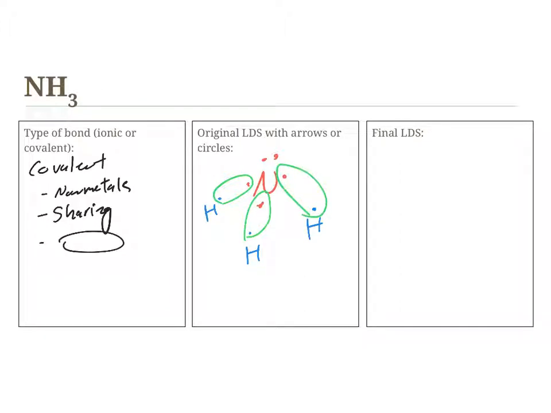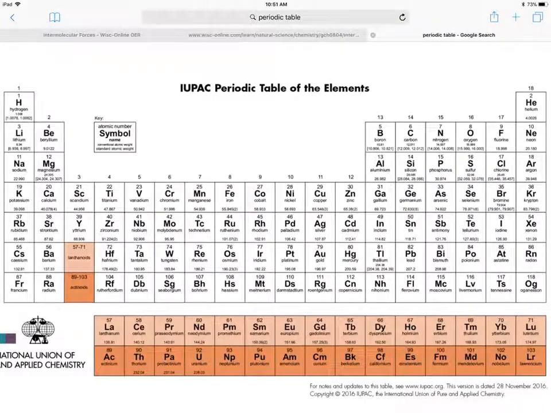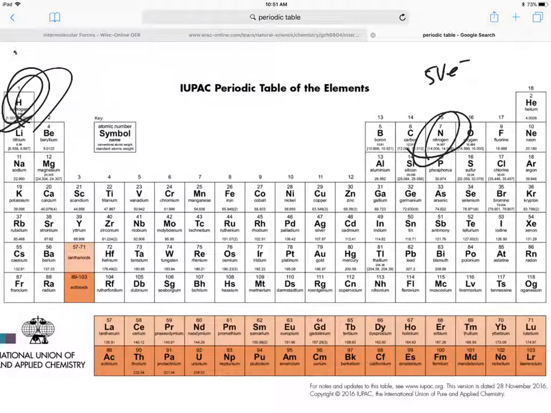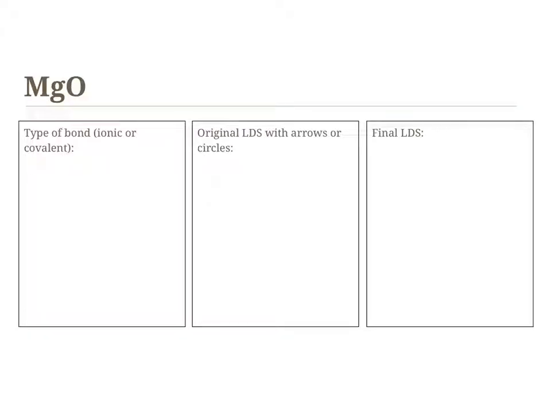Okay, so now nitrogen would have 1, 2, 3, 4, 5, and put a hydrogen here, and a hydrogen here, and a hydrogen here, and then I'm going to draw my circles, and that's going to be satisfied. We'll look at nitrogen here, which has 5 valence electrons, and hydrogen has 1 valence electron. So now we need to go on and look at MgO.